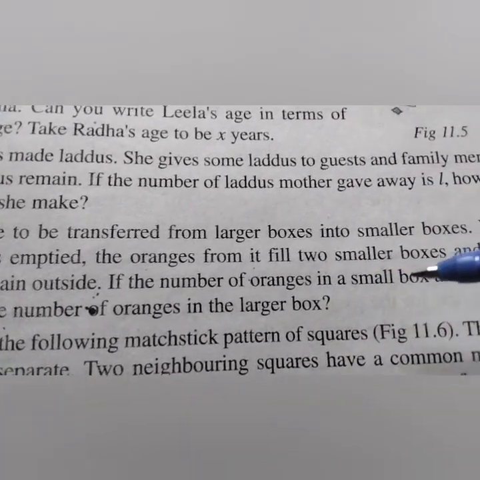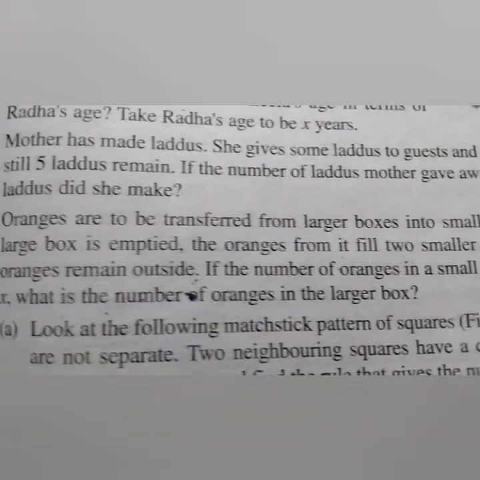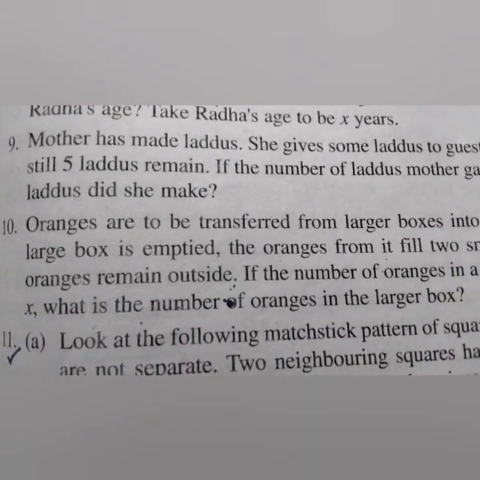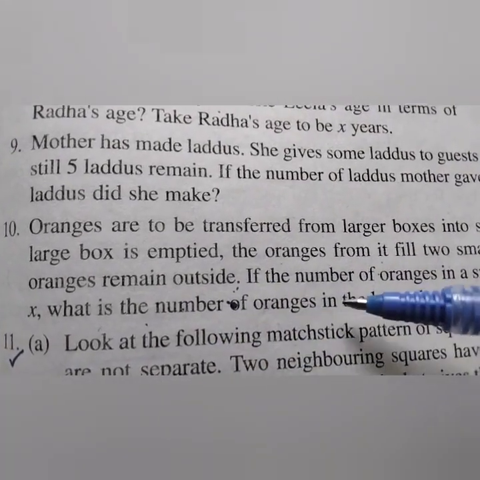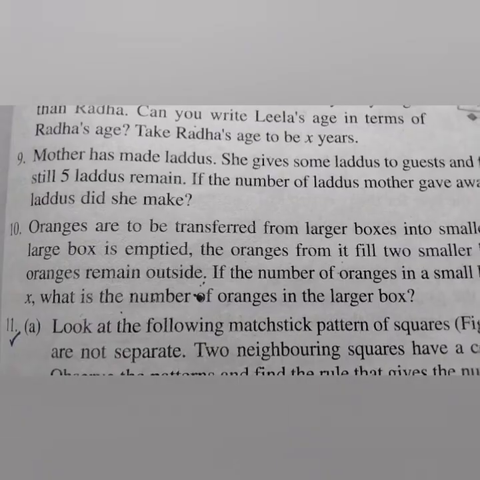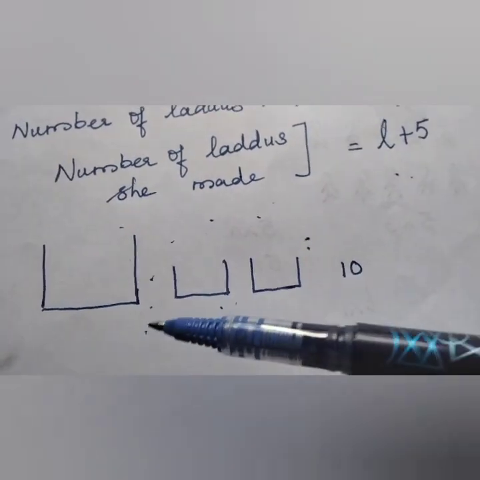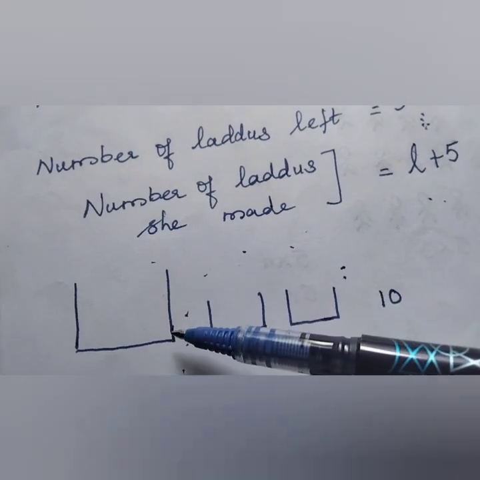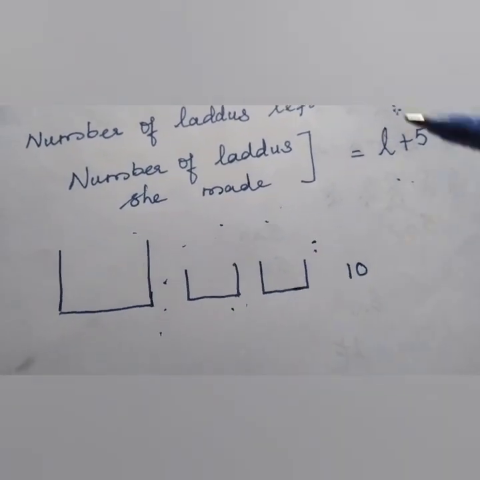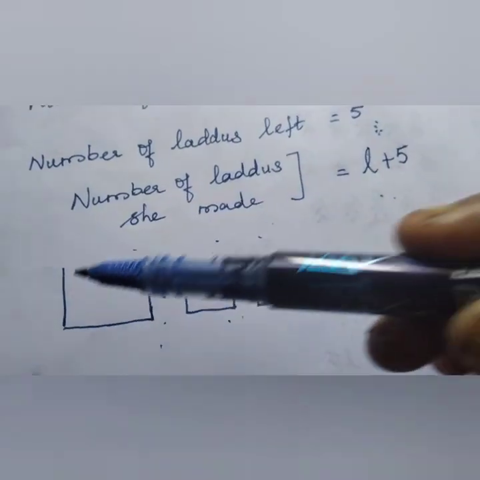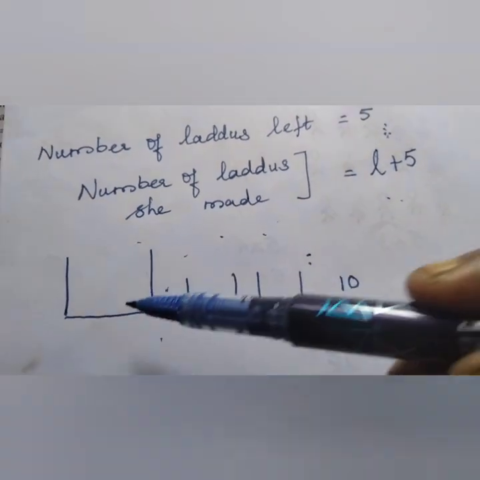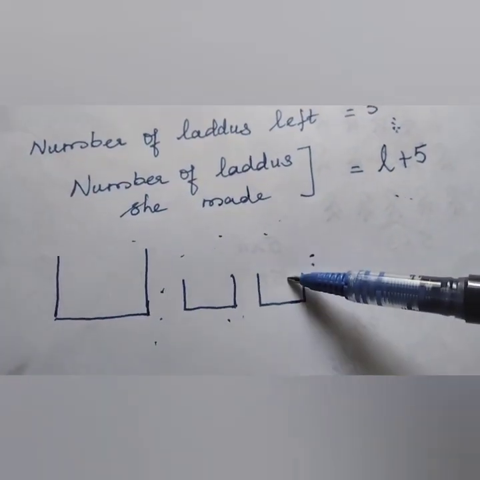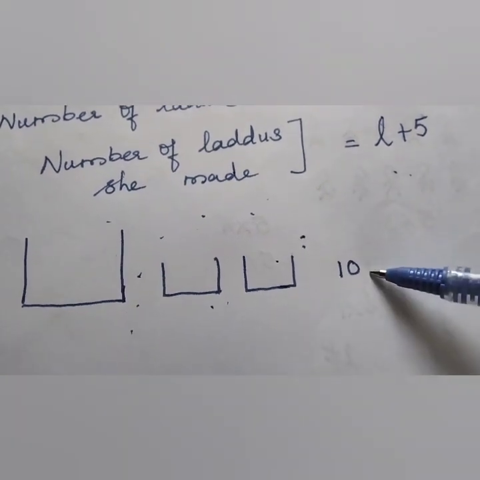Now, if the number of oranges in a small box is taken to be X, what is the number of oranges in the larger box? As you can see, this is the larger box and these are 2 smaller boxes. Oranges are filled from the larger box into the smaller boxes. So 2 smaller boxes are filled and 10 is left.